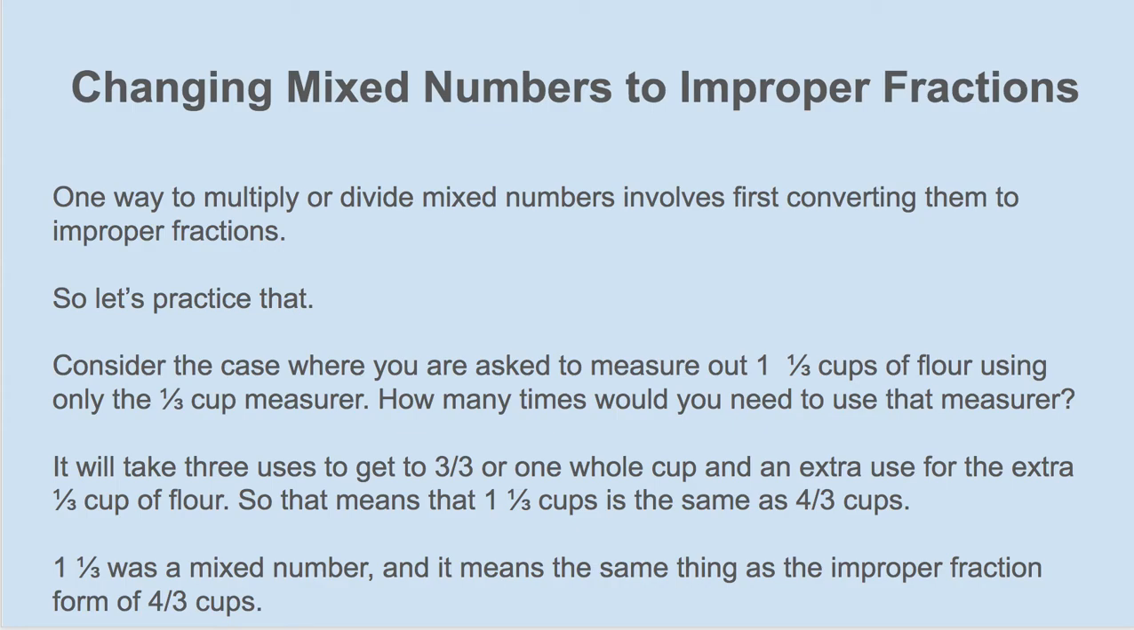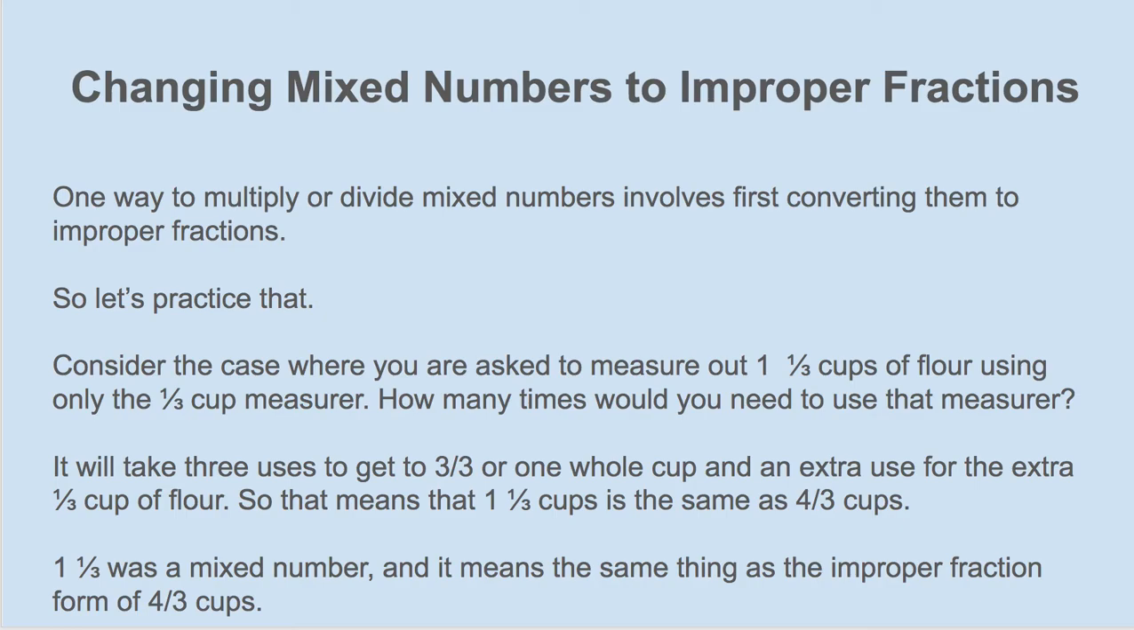Here's some information on changing mixed numbers to improper fractions. One way to multiply or divide mixed numbers involves first converting them to improper fractions. So let's practice that. Consider the case where you were asked to measure out 1 1/3 cups of flour using only the 1/3 cup measure. How many times would you need to use that measurer?